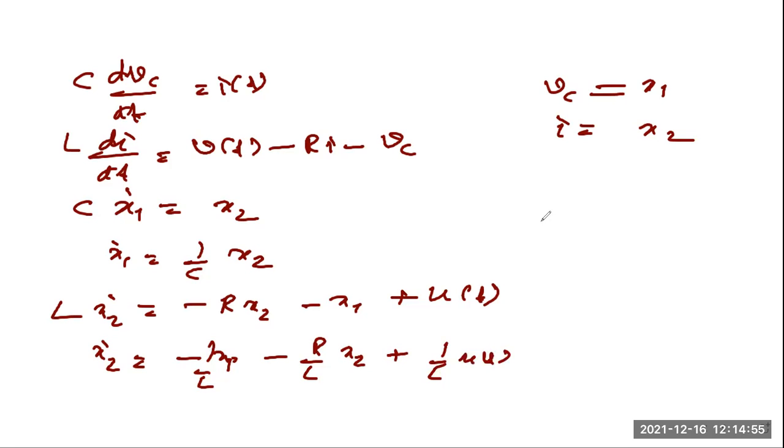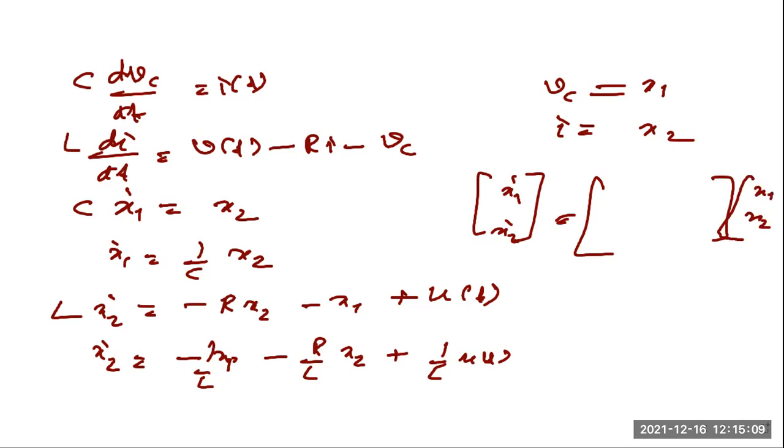If you want to write it in matrix form, this will be x1 dot, x2 dot, and this will be your x1, x2. We first take the coefficient of x1, so it is 0, and the coefficient of x2 is 1 by C. Here also, the coefficient of x1 is minus 1 by L, and this is minus R by L.